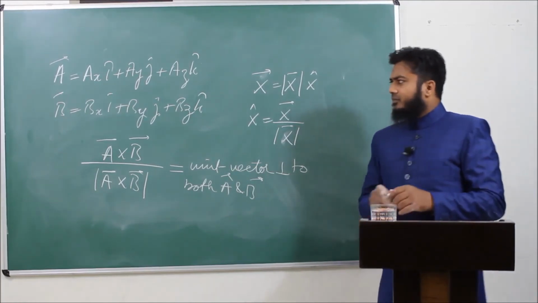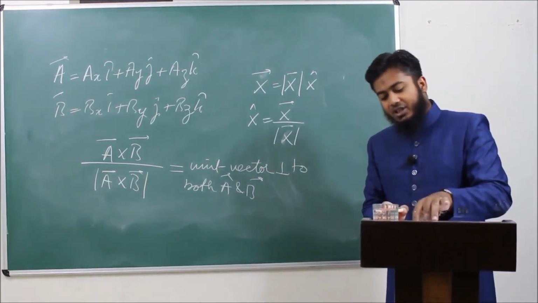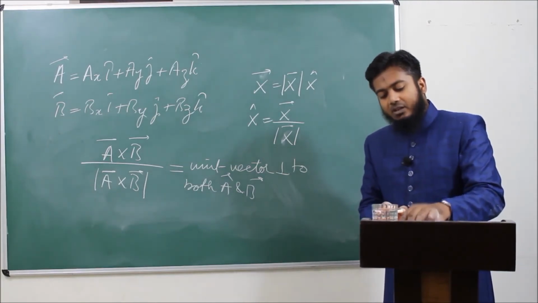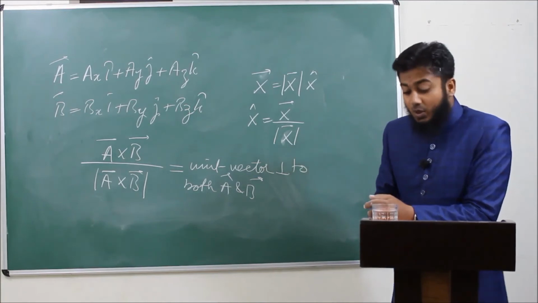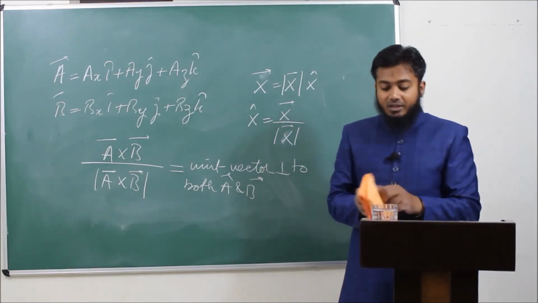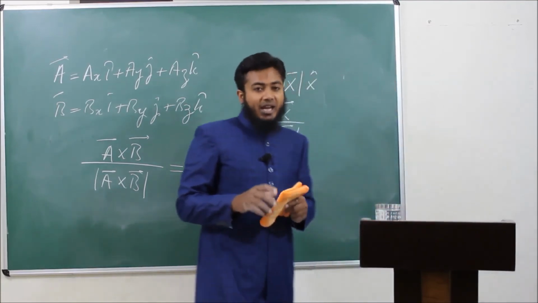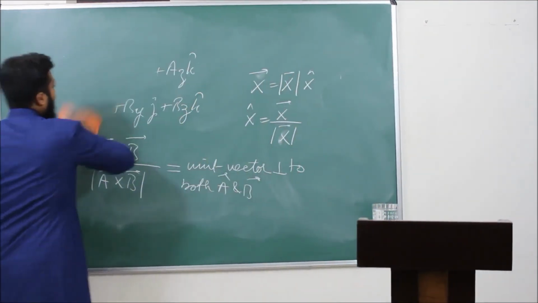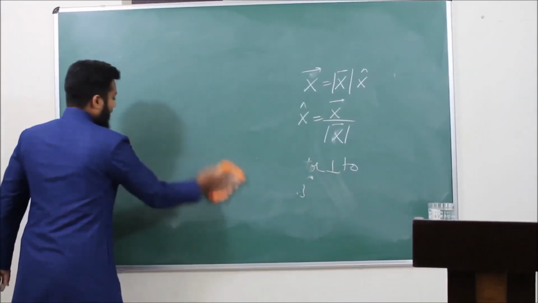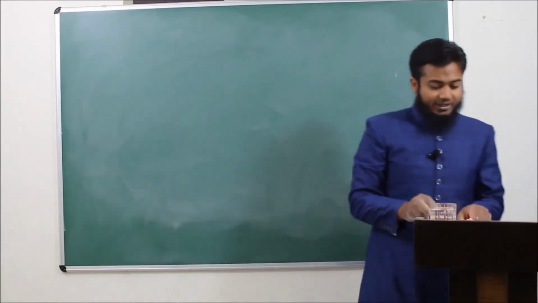Now, after this much discussion, let's try to define a vector again. What is a vector quantity? There are certain quantities which show some behavior of vector quantities, but they are actually not vector quantities. Let us see. So let's write down the definition of a vector. How can we define a vector?